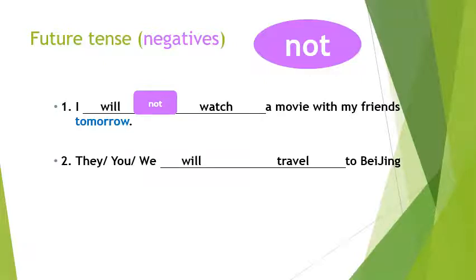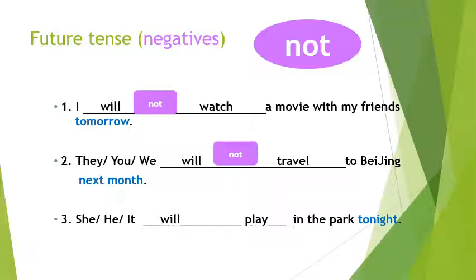Same for this one. They will travel to Beijing next month. We will say, they will not travel to Beijing next month. Another example, she will play in the park tonight. When you change it to negative form, we just add the word not after the word will. So it will become, he will not play in the park tonight. So this is the negative form for future tense.